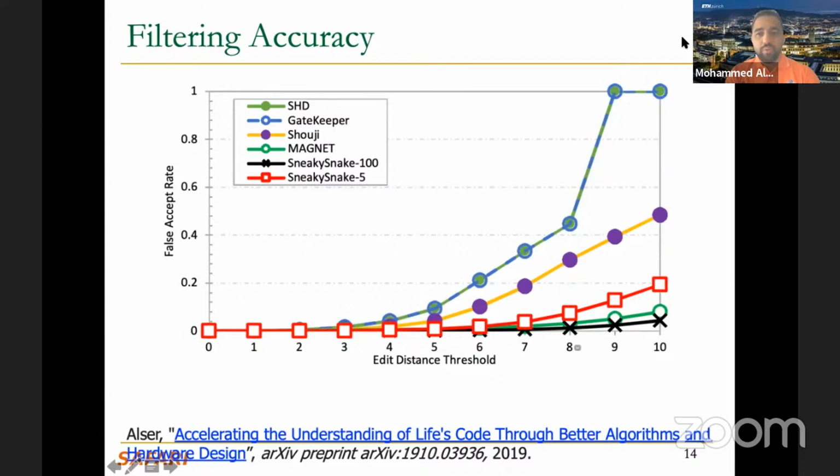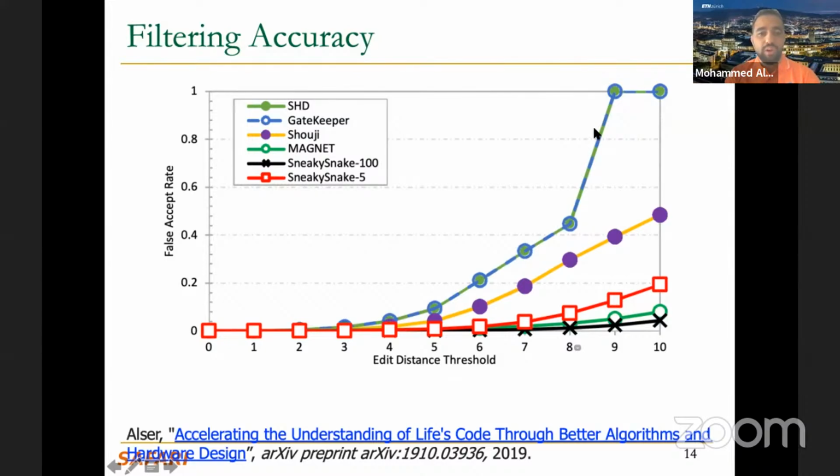All right, so given that you already see Gatekeeper, Shouji, Magnet, and now SneakySnake, you can get a clear idea on the accuracy, hopefully. In SneakySnake, we don't have any dependencies. We don't have a domination with the zeros as we have in Gatekeeper and Magnet as well. So you can see SneakySnake performs the best, even better than Magnet. You can see the black plot over there. This is SneakySnake, and the light green one is Magnet.